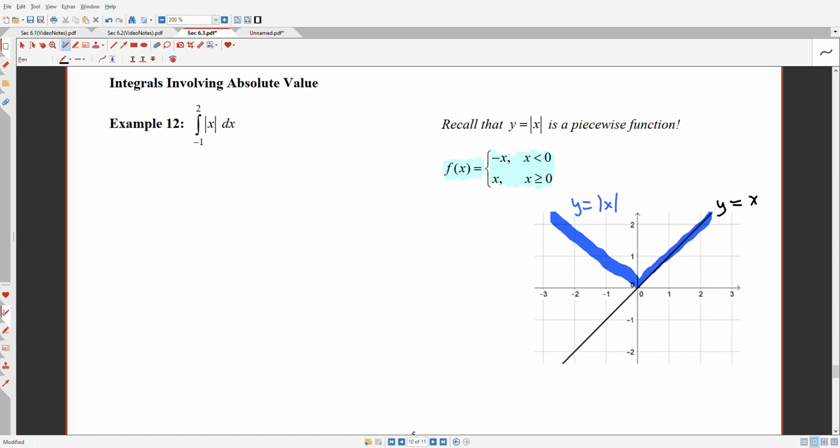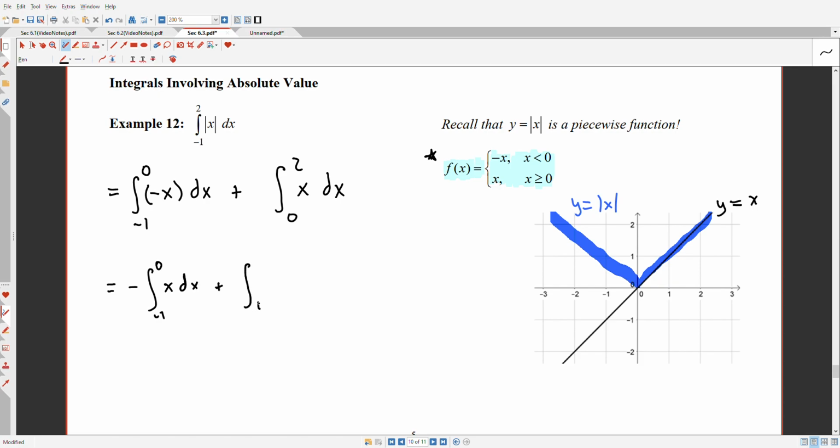If you want to think of example 12, it says, compute the definite integral from -1 to 2 of absolute value of x dx. And you can break this up as, well, when the inputs are negative, the absolute value function is negative x. That makes them positive, right? Plus, when the inputs are positive, we just get x dx. We broke it up over each interval according to this piecewise definition of the absolute value. So here this is negative integral from -1 to 0 of x dx plus the integral from 0 to 2 of x dx, and this now becomes negative x squared over 2 from -1 to 0 plus x squared over 2 from 0 to 2.